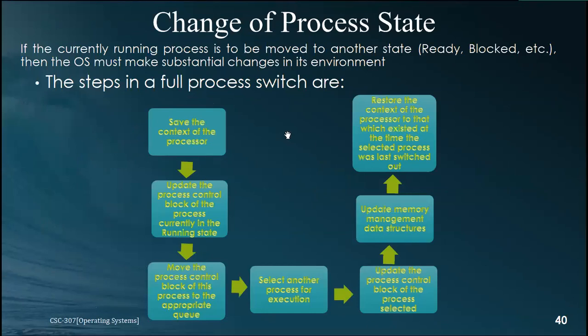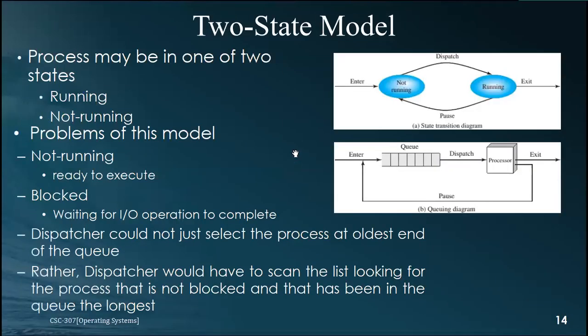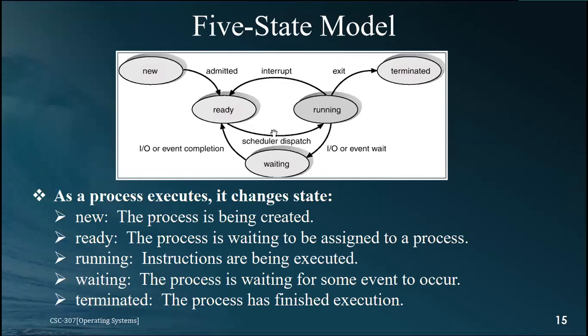These are the steps of a full process switch. This was discussed in lecture 2, but let's go over it again. First, we are trying to change the process state. Let's assume a process in a running state we want to move to the blocked state, or from the blocked state to the ready state. We have studied that there are different states of a process, so we can send one process from running to ready, ready to running, running to waiting, and so on.